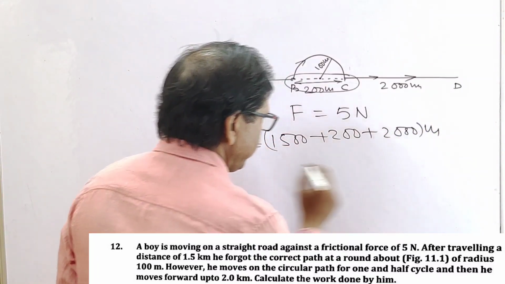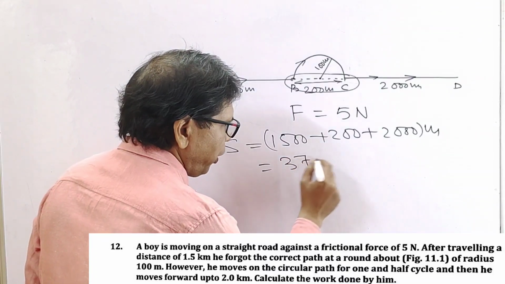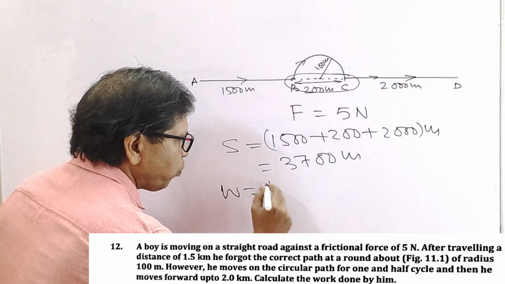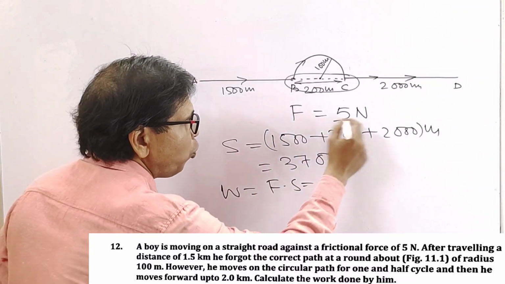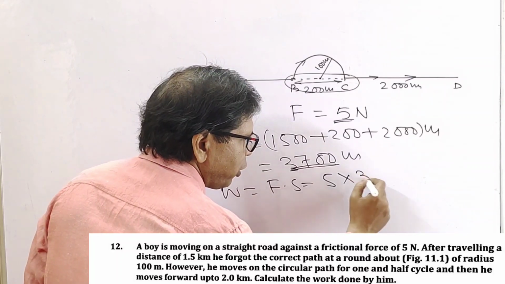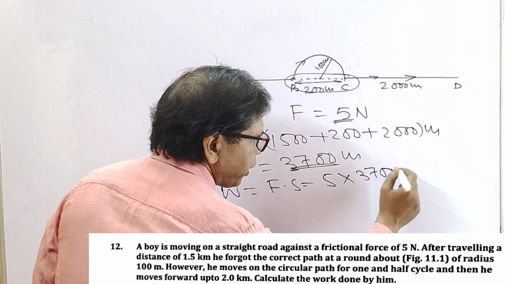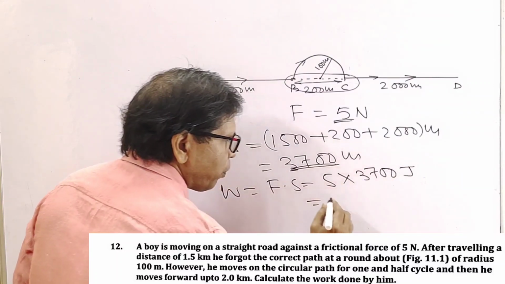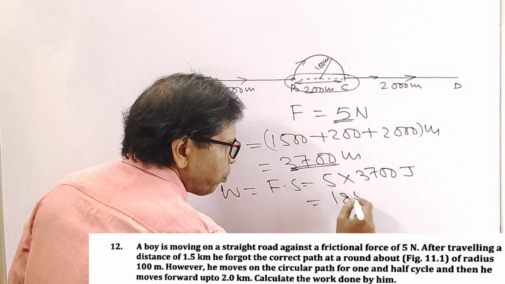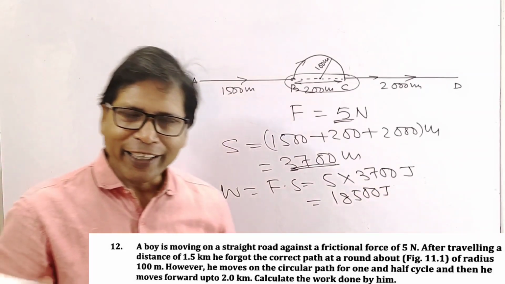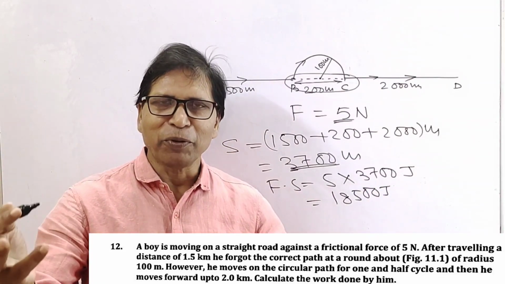So this is 3700 meter. Now work done is force into displacement. The force is 5 Newton and displacement is 3700 meter. So this is in joule. Therefore this is 18500 joule, the work done against the friction by the force.